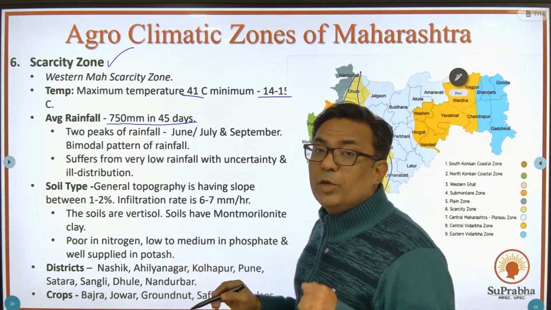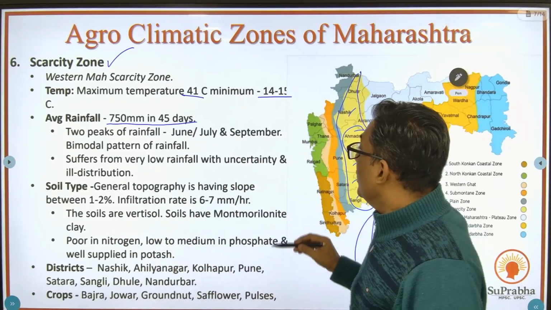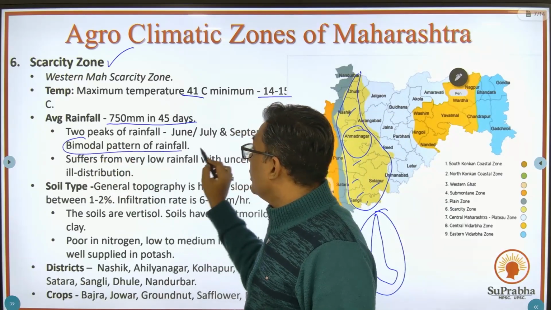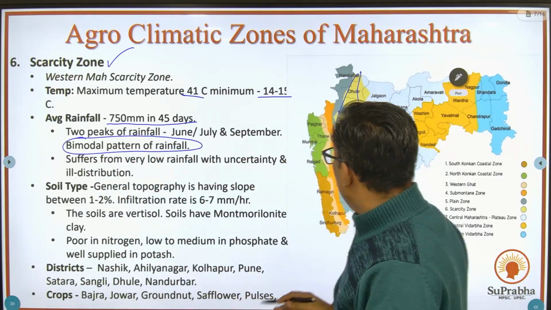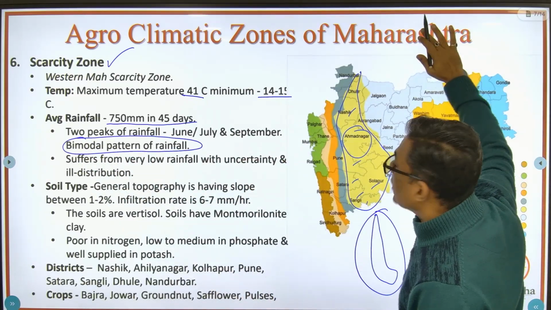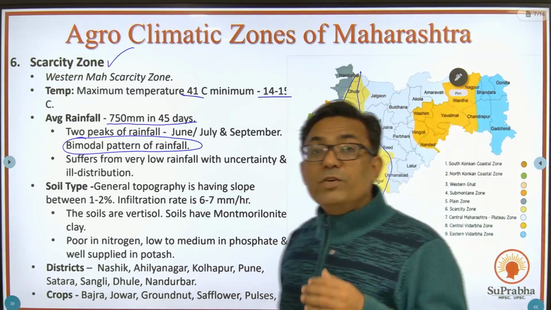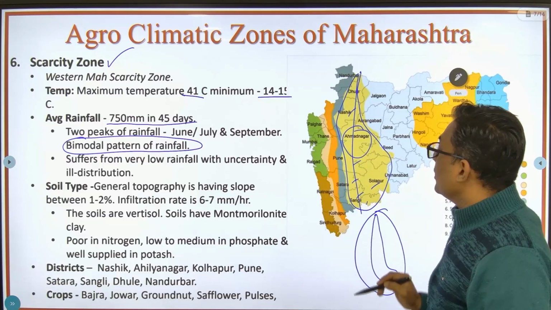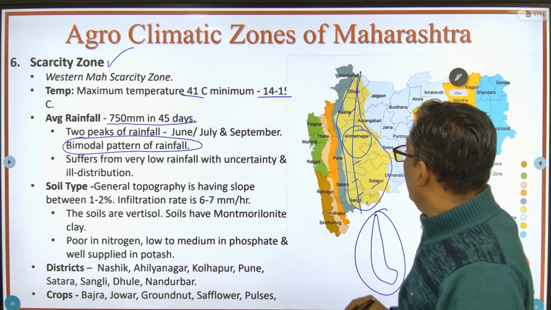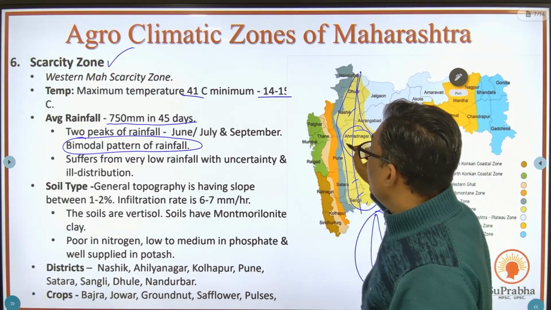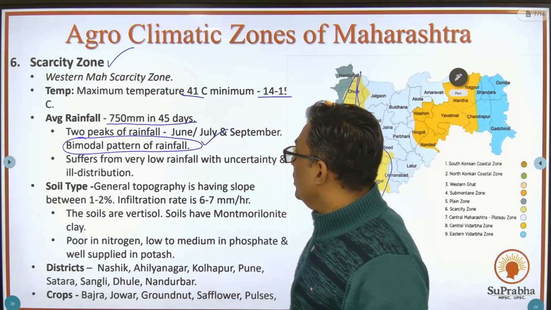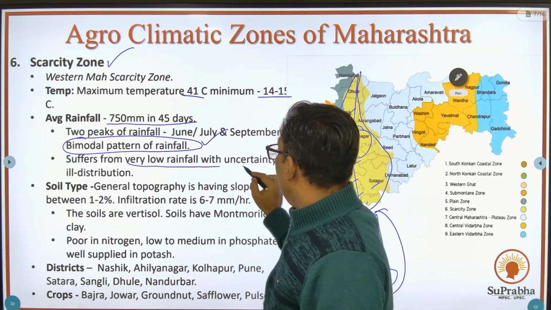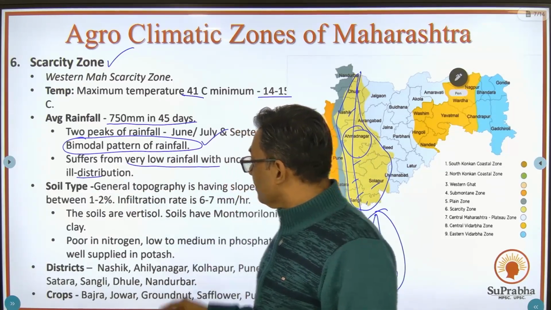Now, one thing is very peculiar to this part. They receive a bimodal pattern of rainfall. They'll receive rainfall whenever you have the southwest monsoon winds approaching, as well as whenever you have the retreating monsoon, this area will also receive rainfall from the retreating monsoon. So you see a bimodal pattern of rainfall. It suffers from very low rainfall with uncertainty and ill distribution.